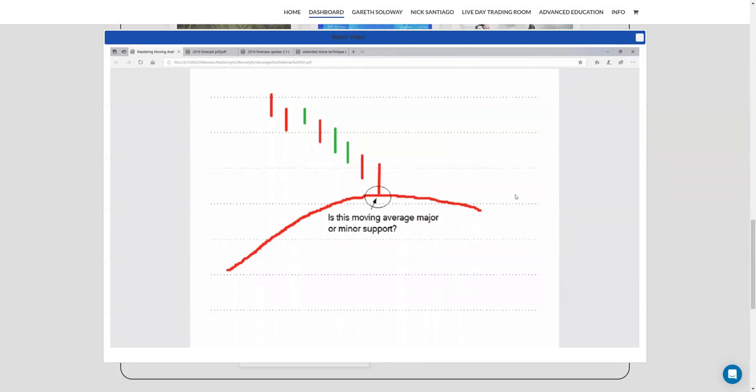Saeed, how are you? Saeed is asking, Nick, if the angle is less than 45 degrees, will it be major? Probably not. But again, I'd really need to see it.